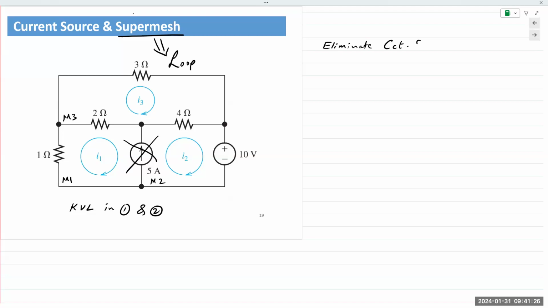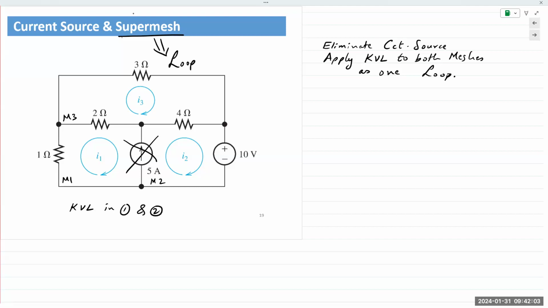So we combine both the meshes together, and you apply KVL to the outer loop. Eliminate the current source. Apply KVL to both meshes together as one loop. All you're doing is you're applying KVL on the outside of both meshes.